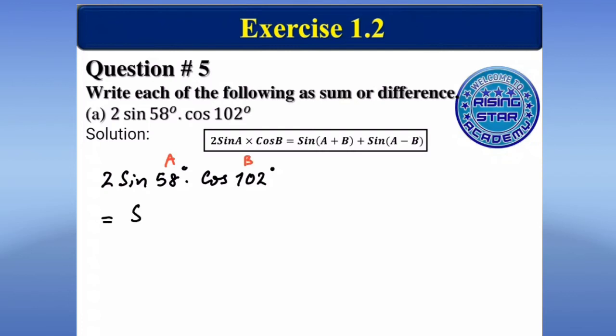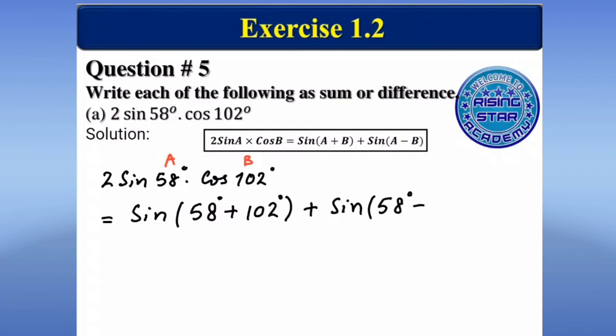So sine of 58 plus 102, plus sine of 58 minus 102. Now we will add them.